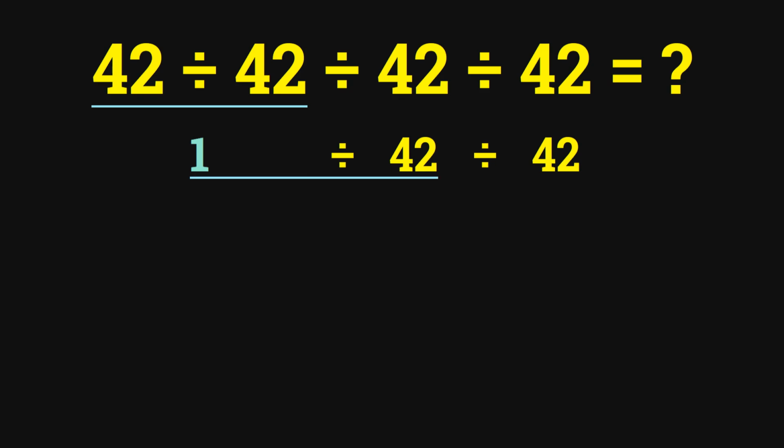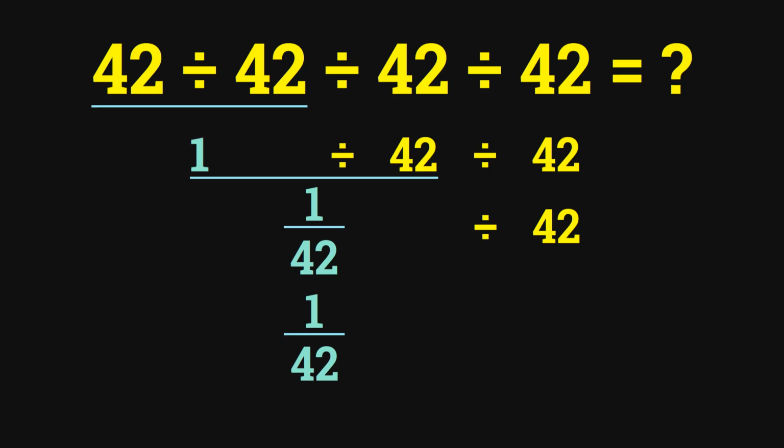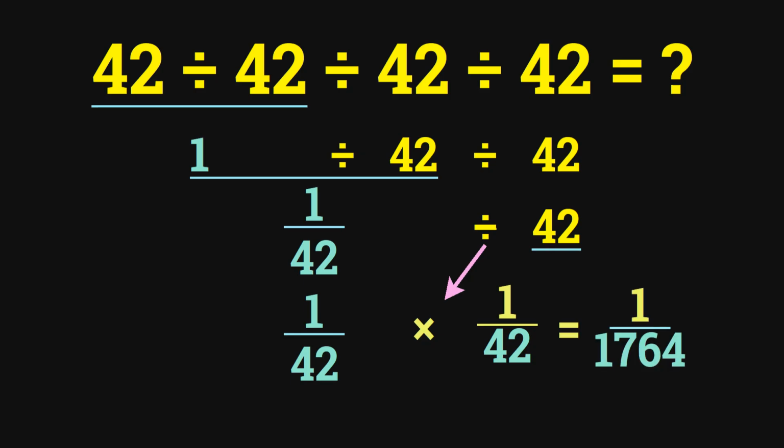1 divided by 42 can be written as 1 over 42 divided by 42. So to make this division, we have to drop down 1 over 42, then change division to multiplication, then flip the 42 to be 1 over 42, which equals 1 over 1764. And this was our final answer for this problem.